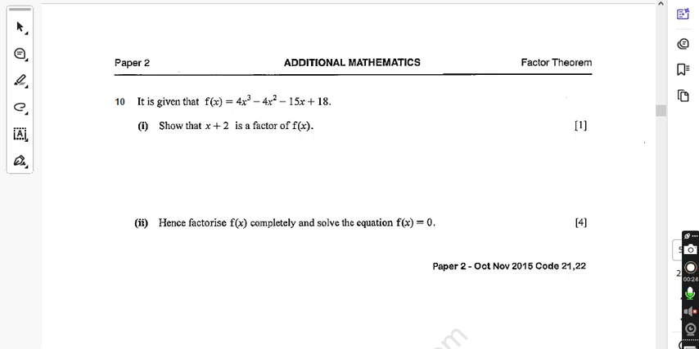Students, in the last lecture we did one question from past papers of factor theorem. Today we will do one more question from the same topic, factor theorem. Let's have a look. Question number 10.